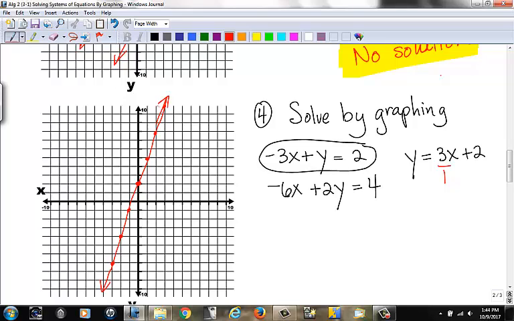This should be erased right there. Erase that. So on this one, these are coinciding lines. One line lies right on top of the other one.